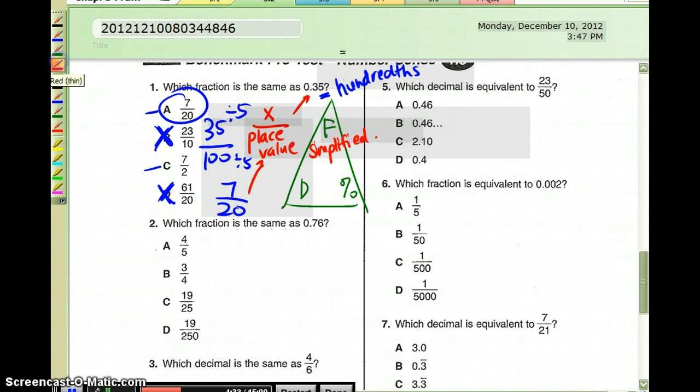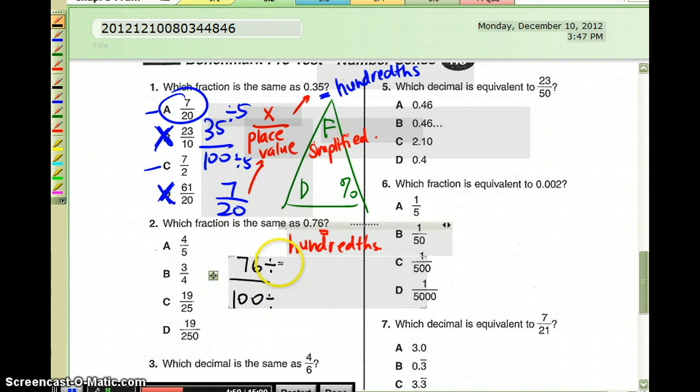Number 2, very similar. We are moving from the decimal to the fraction. I look at the 6. It's also like number 1. It's in the hundredths place value. So I would take 76, put that over 100. Make sure I simplify by dividing both of them by 2. Let's see what I get here.